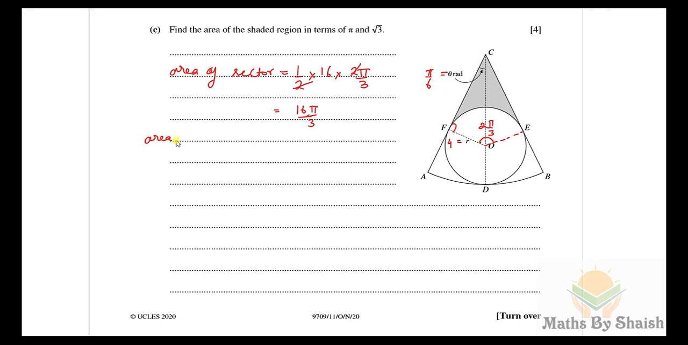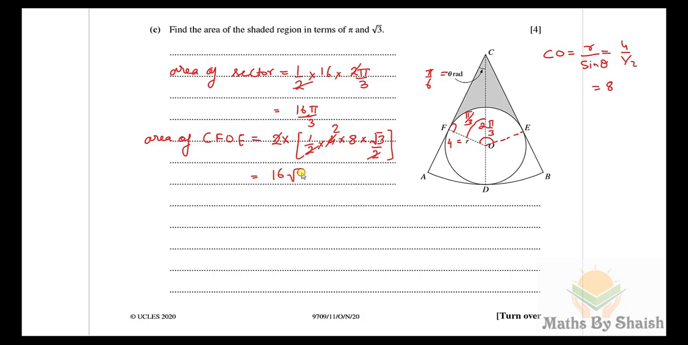So the area of CFOE is going to be double the area of one triangle, and for the area of the triangle we'll use the area sine formula, that is going to be 1 upon 2, two consecutive sides, that is r, 4, and CO, which we know from the first part is r over sine theta. R is 4, sine theta means sine pi by 6, it means 1 by 2, so it would be 8, so it becomes 8 into sine of pi by 3. Sine pi by 3 is root 3 by 2. So we will cancel the 2s, and it becomes 16 root 3, and hence the required area.